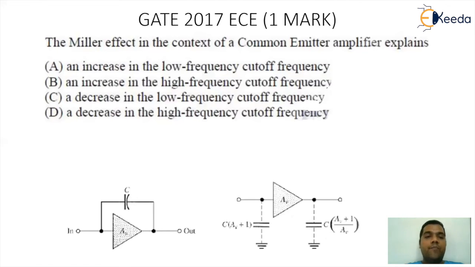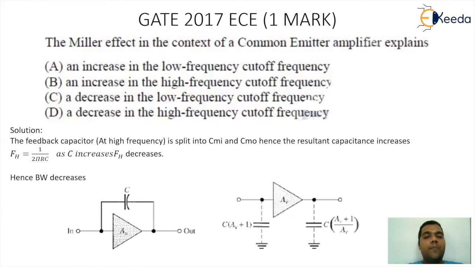Now what's the final impact? Let's check. The feedback capacitor at high frequency will be split into CMI and CMO. Hence, the resultant capacitor, when I talk about the frequency cutoff, it will be 1 by 2 pi RC. You will get a contribution. As the value of C will increase, the FH will decrease.